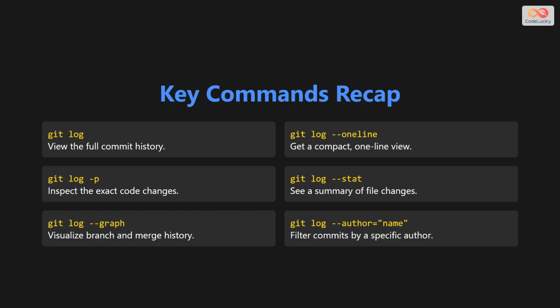To recap, git log is your main tool for viewing history. Use --oneline for a summary, -p to see code changes, --stat for file statistics, --graph to visualize branches, and flags like --author to filter your results. Mastering these options will greatly improve your workflow.